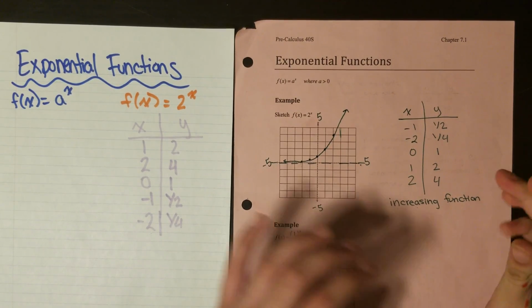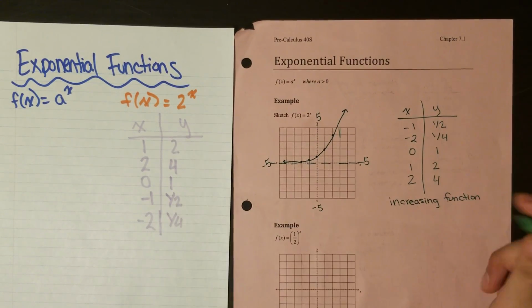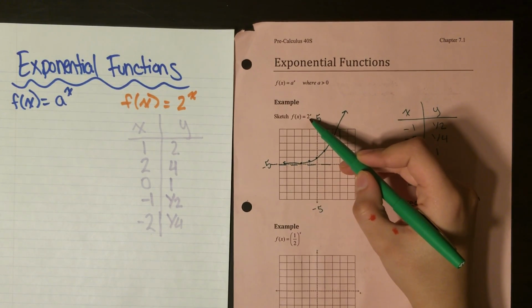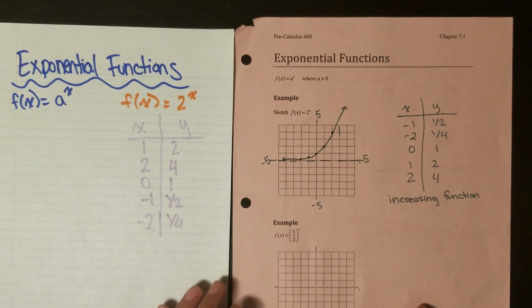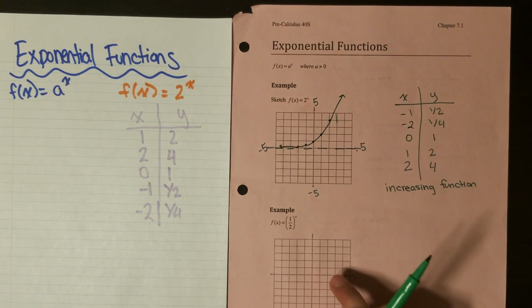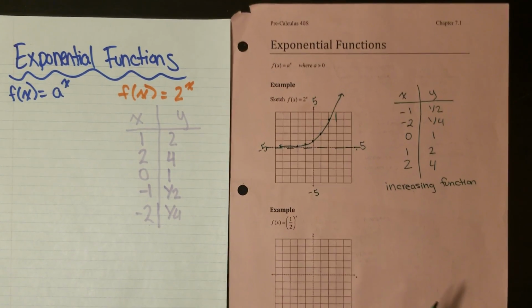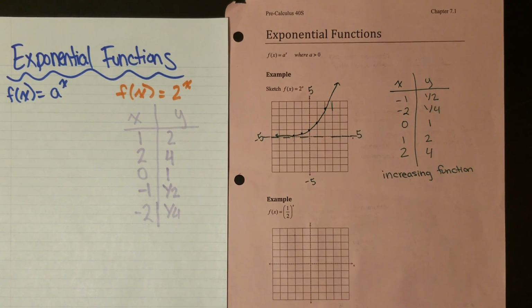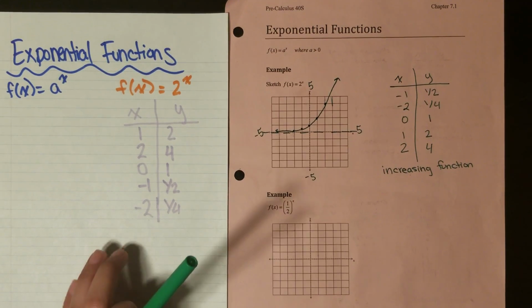Okay, so I have this graph now. And this is when a was greater than 0, because I had 2 in this case as my a value. But down here, I'm going to graph this function now. And this function has an a value of 1/2. So we're going to see how these two graphs are different.